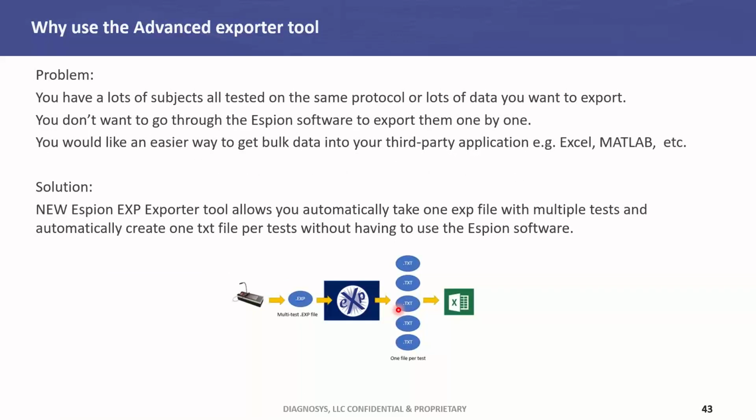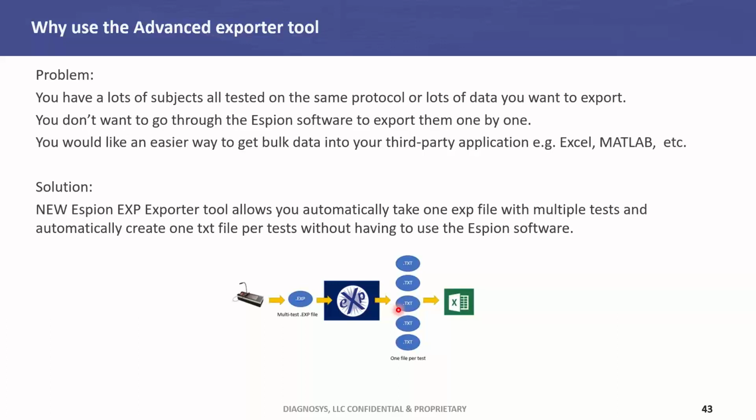So the problem is you have many subjects, animals that have all been tested on the same protocol, and lots of data you want to export. As you could see, you can go through the SPN software, but you have to load every test, combine them, then export them, then work out which test belongs to which animal. You want to have an easier way to do that, if you're doing 1,000 animals or 100 animals, that you want to take over and do further analysis on.